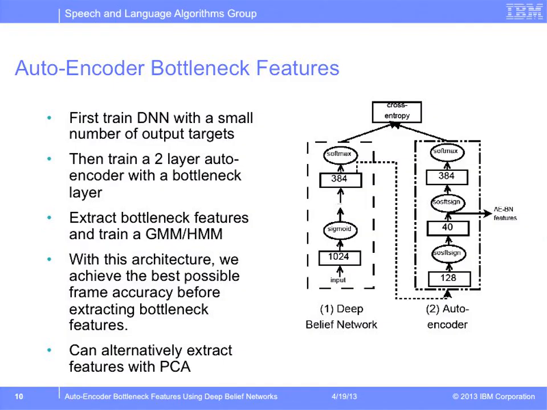But the basic idea is that you first train the network and don't put any bottleneck in, so that the features that you're going to extract afterwards will have all the good properties of the speaker adaptation and discriminative training. Once you're done training this network, then you do the dimensionality reduction in however way you want to do it.